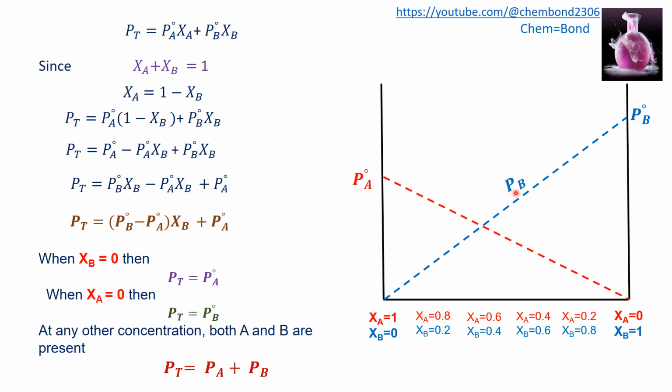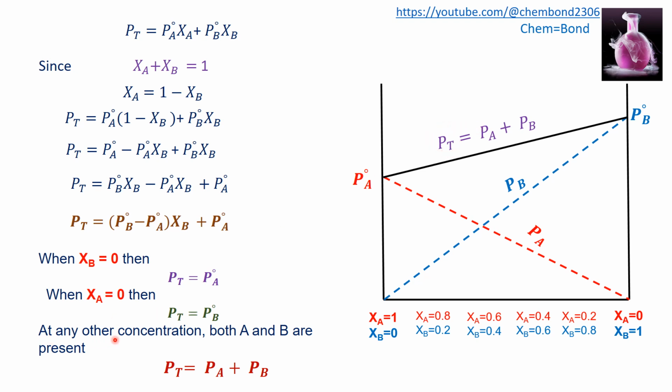In this case here it is PB because this is for solution, and in this case it is PA because it is for solution, while the extreme terms are for solvents only, or we can say for pure components only. We can also find the total vapor pressure from P naught A and P naught B. So we will take the sum PA plus PB, and we will get the total pressure.